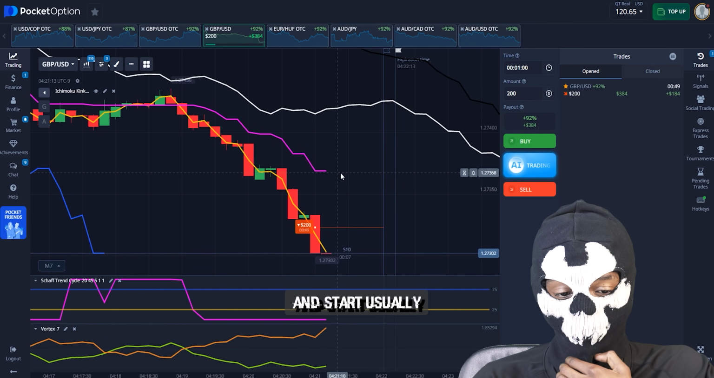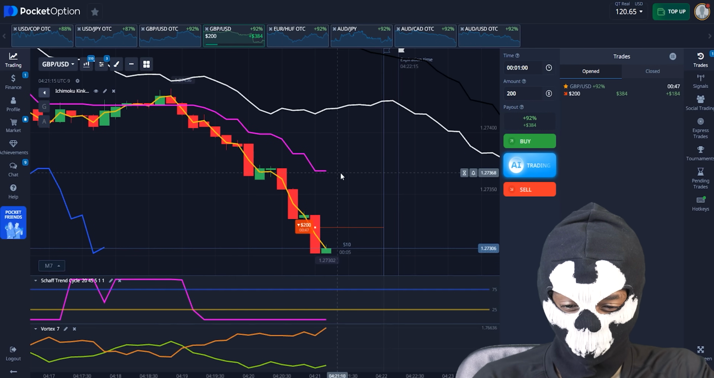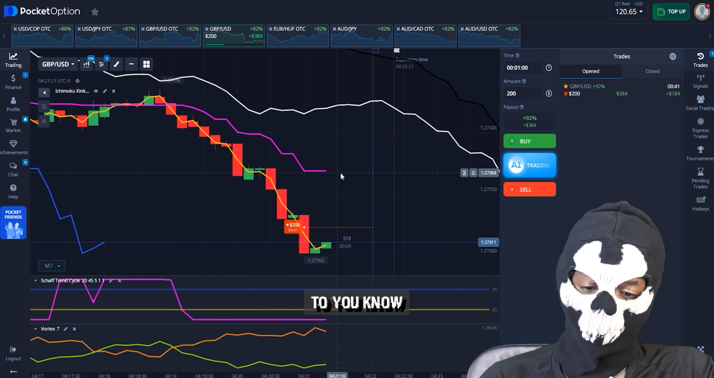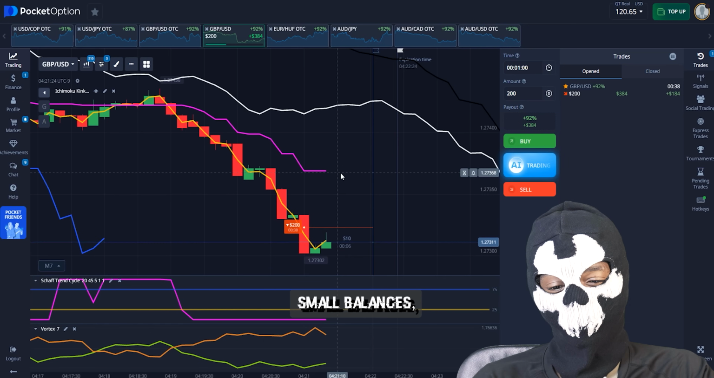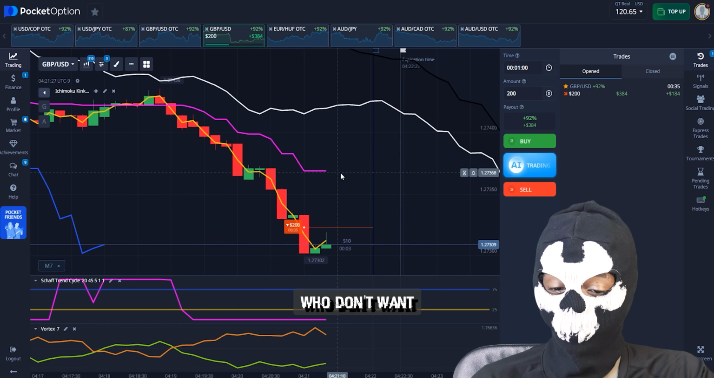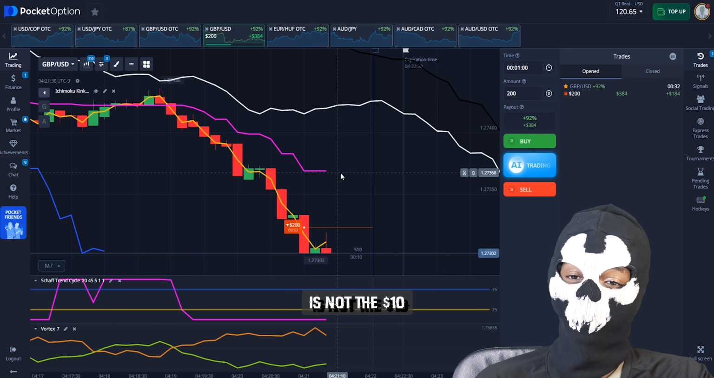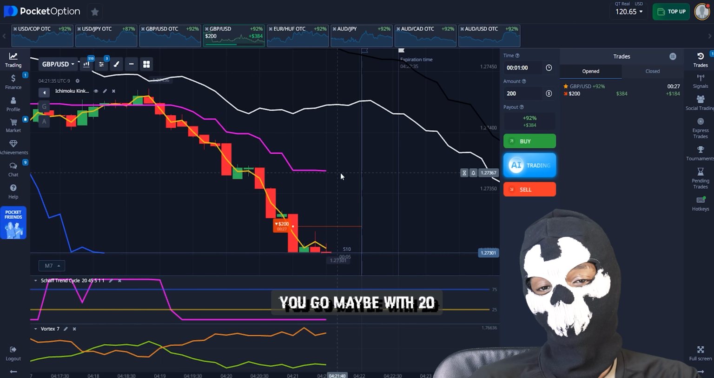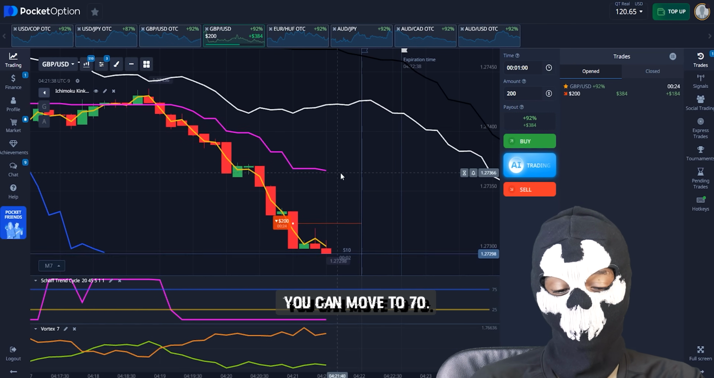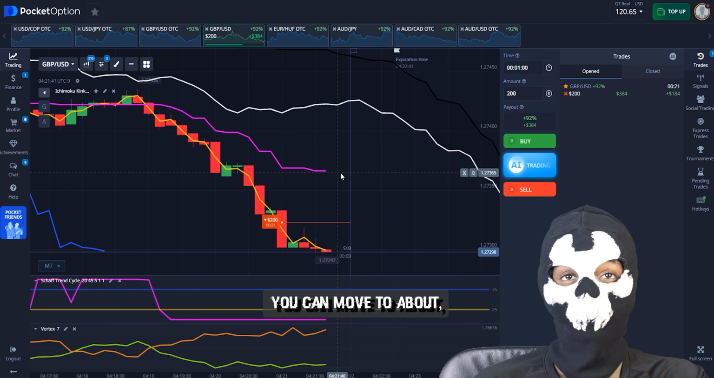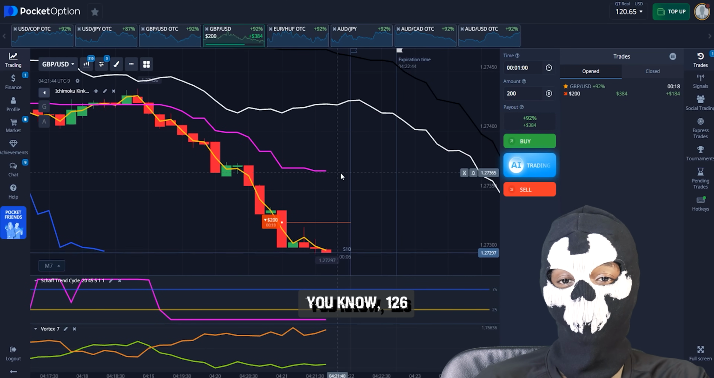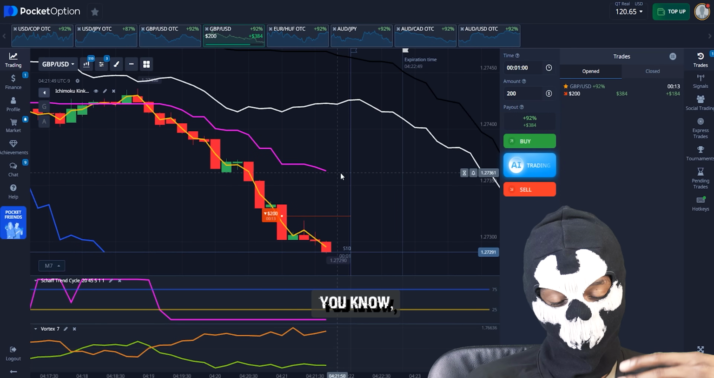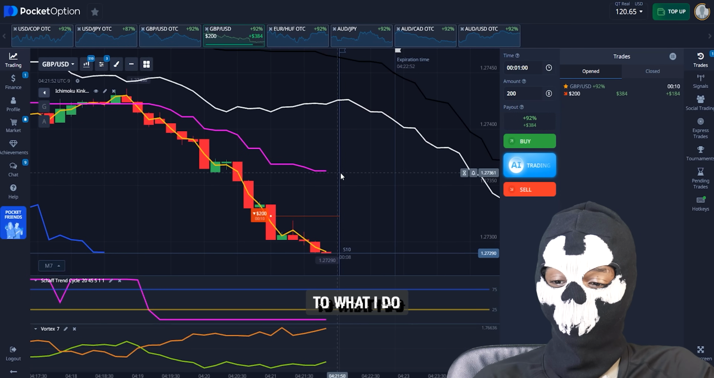When starting, usually I advise my students to try to start with small balances. For those who are new to trading, you can start with $10 for your first trade. The second trade, you go maybe with 20. Your third, you can move to 70. Your fourth, you can move to about 120. Fifth, and this is including the profits you're making, the money that you keep making, you add it on, you just keep building, similarly to what I do in my trades.